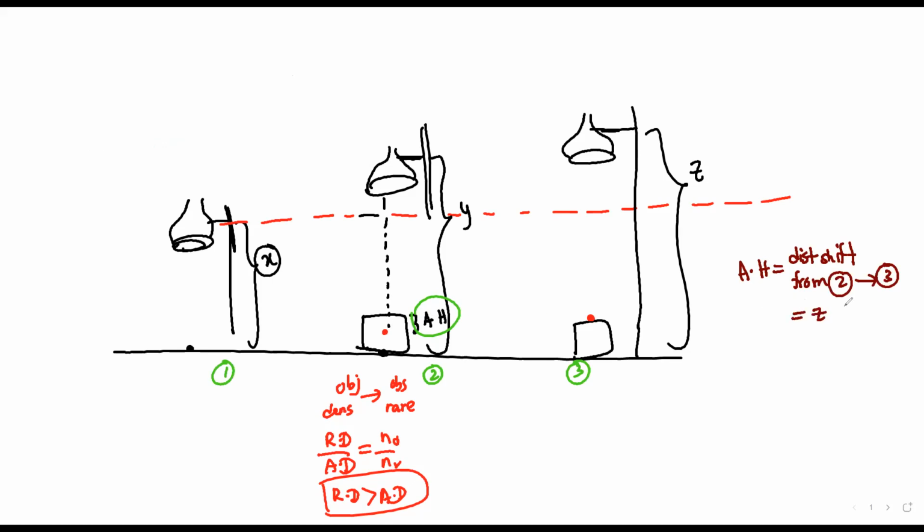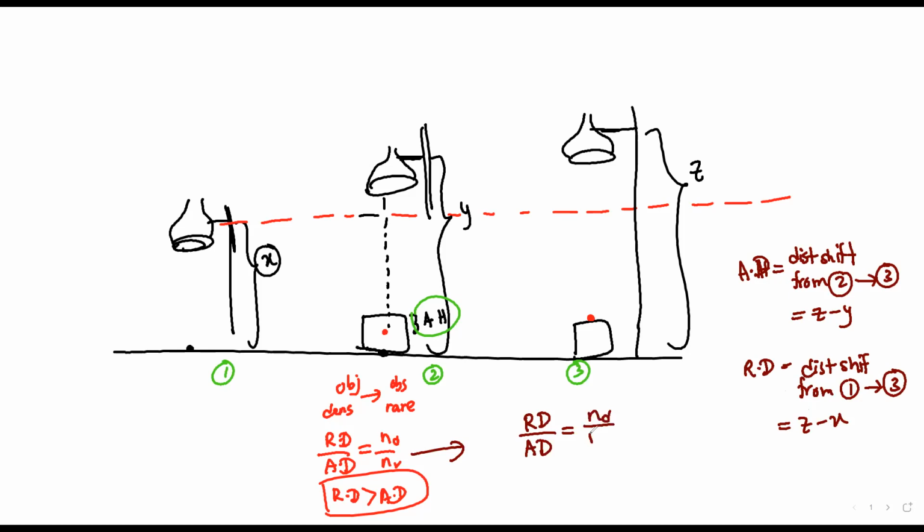So that is equal to Z minus Y. The real depth is equal to the distance shift. This distance shift is the most important point. From 1 to 3. Real depth means the distance shift from 1 to 3. So that is equal to Z minus X. Therefore, we can apply this equation. Real depth over apparent depth is equal to what? Dense over rare. So Z minus X divided by, which is a larger value, obviously, Z minus Y is equal to ND over NR. Therefore, the dense medium is glass and the rare medium is air, and air's refractive index is almost assumed to be 1. So we can say N glass is equal to Z minus X over Z minus Y.